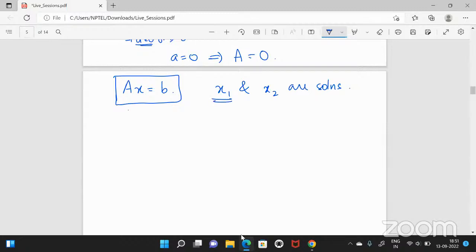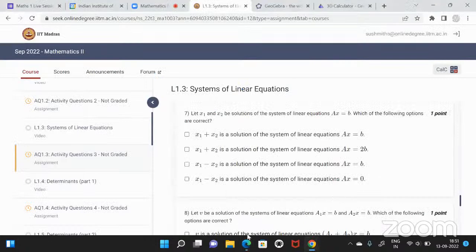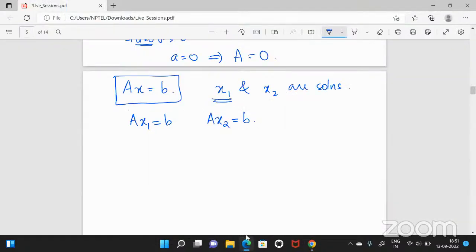So if x1 is a solution, what do we know? Ax1 is equal to B, and if x2 is a solution, we know Ax2 is equal to B. So options are all about x1 plus x2. I want to check whether x1 plus x2 is a solution of Ax is equal to B. So what should I check? A times x1 plus x2 is equal to B. If I want this to be a solution, I should put this in the place of x, and I have to check whether it is satisfied. So what is A times x1 plus x2?